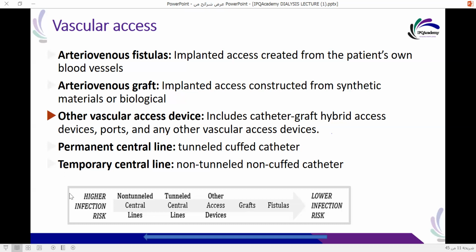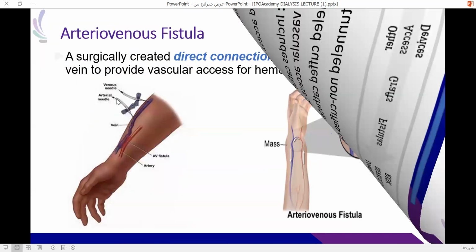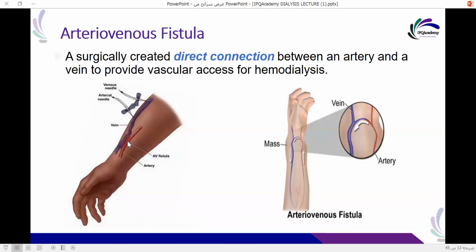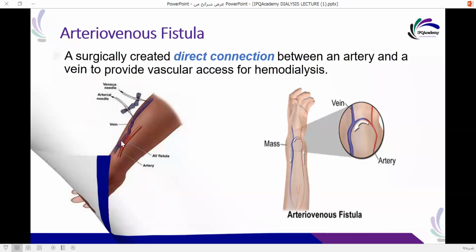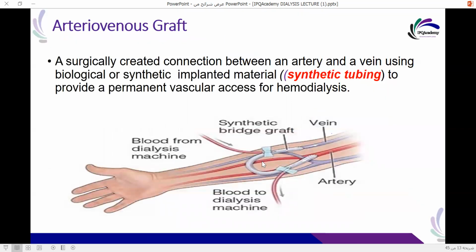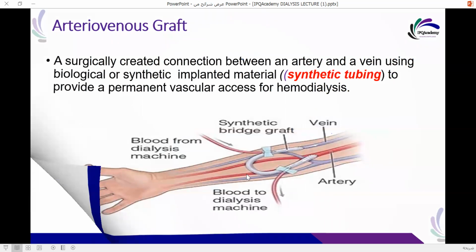What carries the highest risk of infection, as you see here, is the non-tunneled central line, also called the temporary central line, then the tunneled central line, then other vascular access devices, then the graft, and the last one, which carries the lowest risk of infection, is the fistula. Here is the shape of the fistula: a direct connection of the artery with the vein, with the walls sutured together. While the graft may be a synthetic type, carrying the connection between artery and vein.